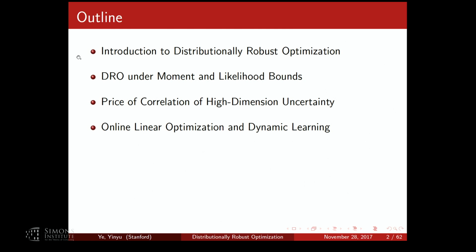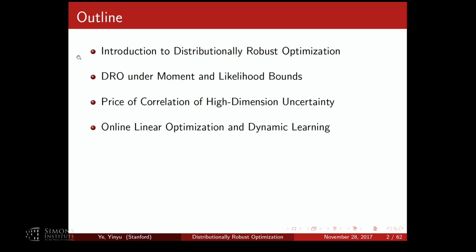So this is my outline. I just wanted to give a very brief introduction. What is distributionally robust optimization? All this is underlying stochastic optimization with data that come from uncertainties. Then I'll quickly talk about DRO and the moment and some kind of likelihood bounds. Then I'll talk about the price of correlations many times.